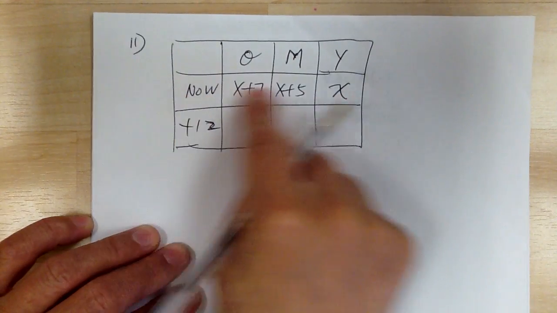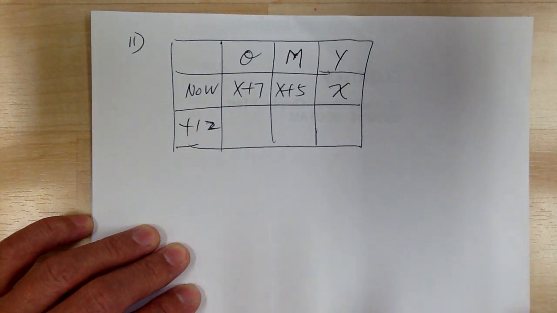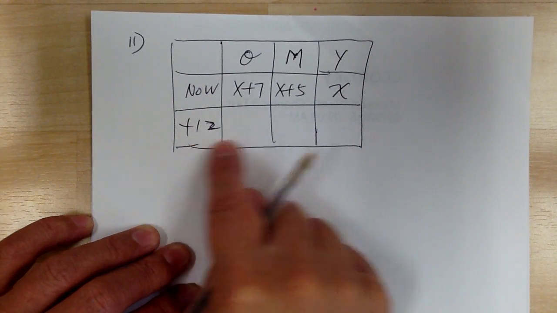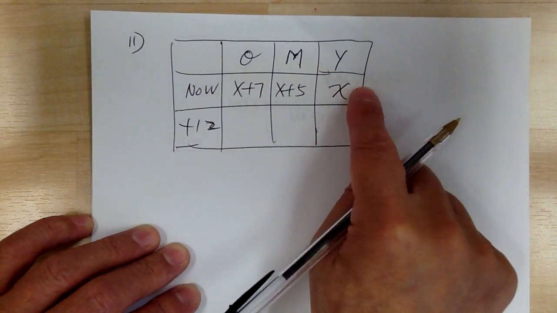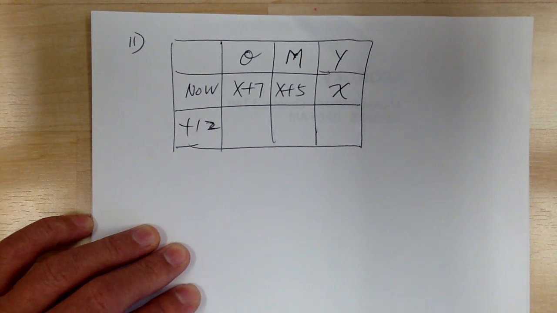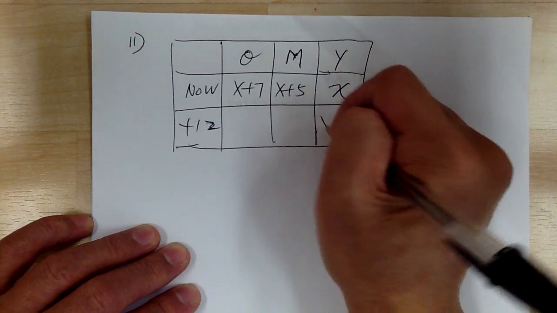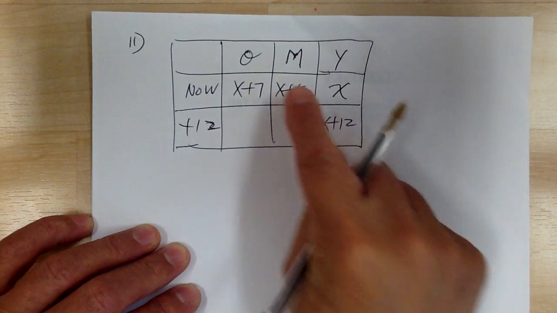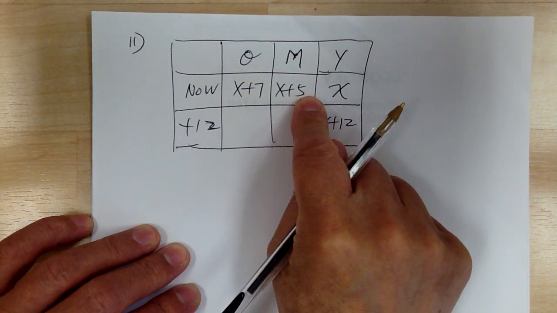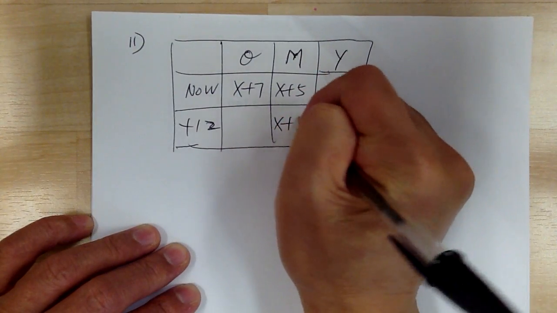So once you finish the first row, you stop. Don't read anymore. You've got to use this information to complete your table. So this is now. In 12 years, each one is going to get 12 years older. So right now the youngest is x, so in 12 years, this is going to become x plus 12. Right now the middle child is x plus 5, so in 12 years, this is going to become x plus 17, right?